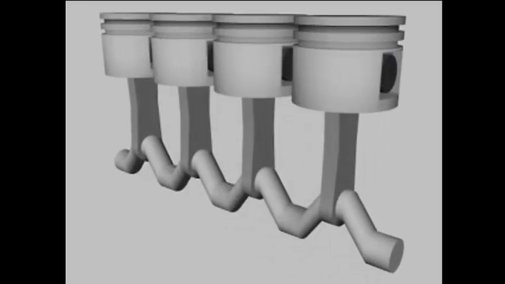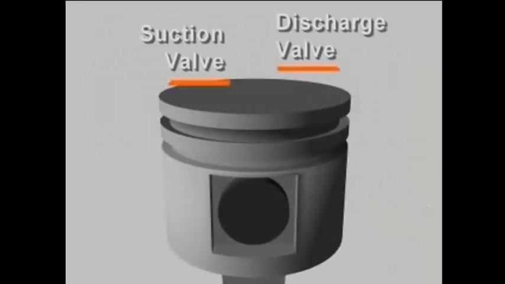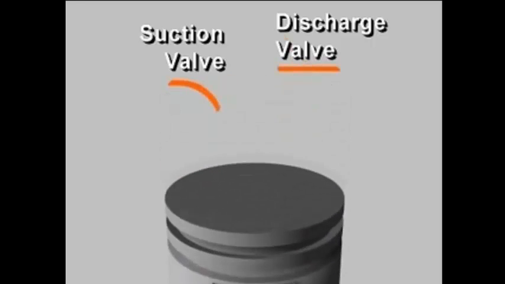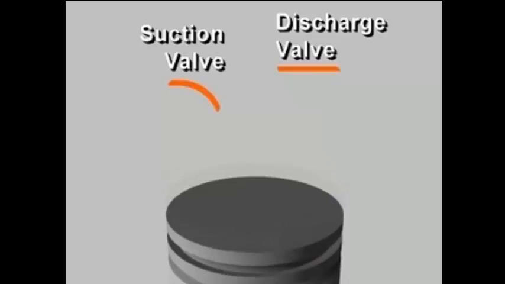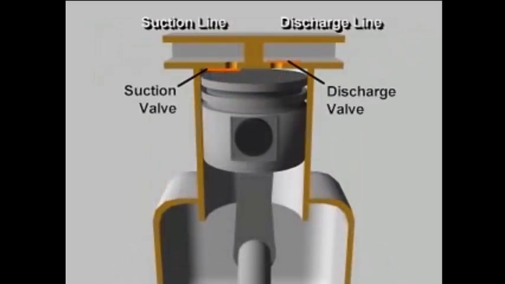Multiple cylinders may be arranged in line, opposed, or in a V. In each cylinder, reciprocating compressors have both a suction valve and a discharge valve. These valves give the compressor its ability to pump refrigerant vapor against a pressure difference. They are usually located in the head of the cylinder, in passages connected to the high or low pressure side of the system. Let's follow the compression process in a single-cylinder reciprocating compressor during one complete revolution of the crankshaft.